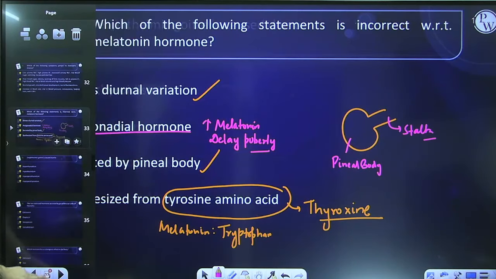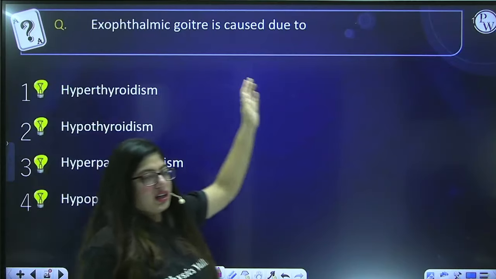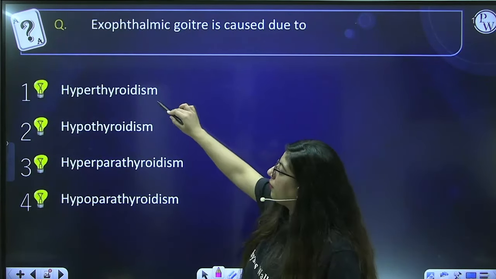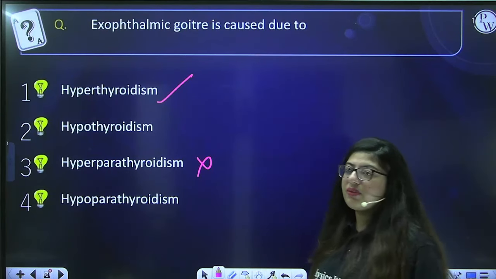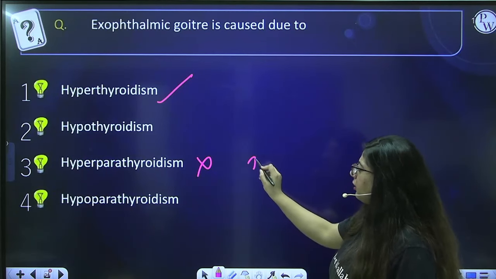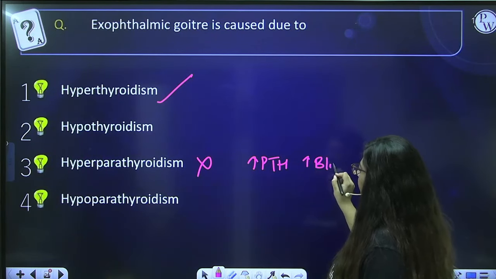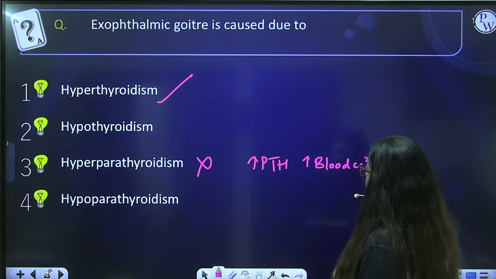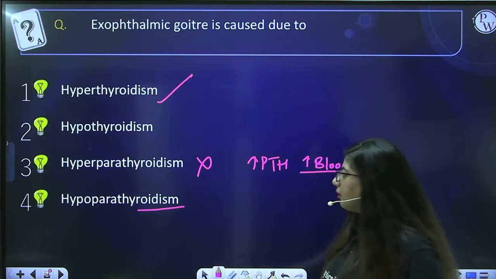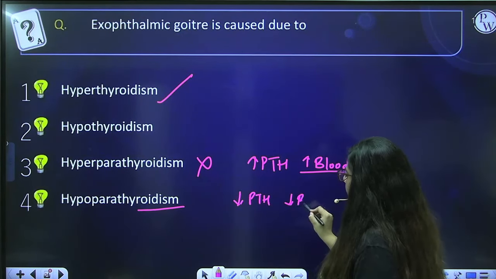Next, exophthalmic goiter is caused by, another question, that was Graves' disease. This is the another name, due to hyperthyroidism, not parathyroidism. Hyperparathyroidism. What if hyperparathyroidism occurs? There will be more PTH. More PTH, there will be more blood calcium. What if hypoparathyroidism occurs? There will be less PTH. There will be less blood calcium.